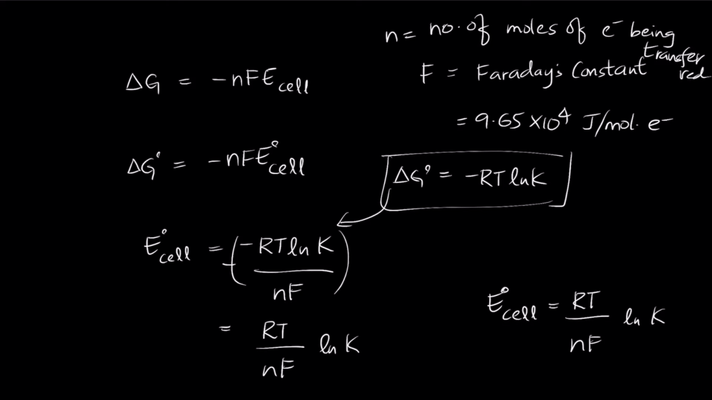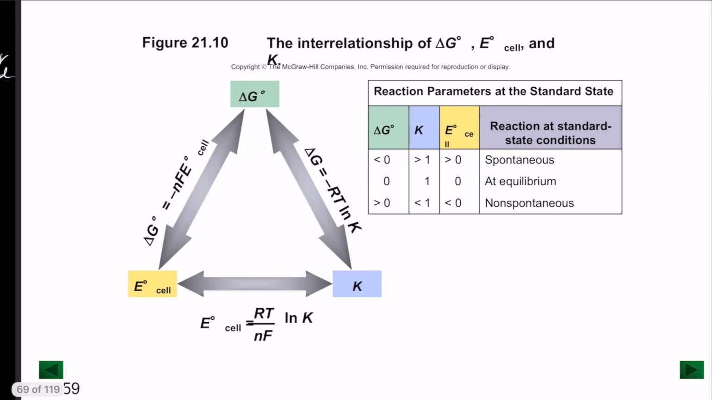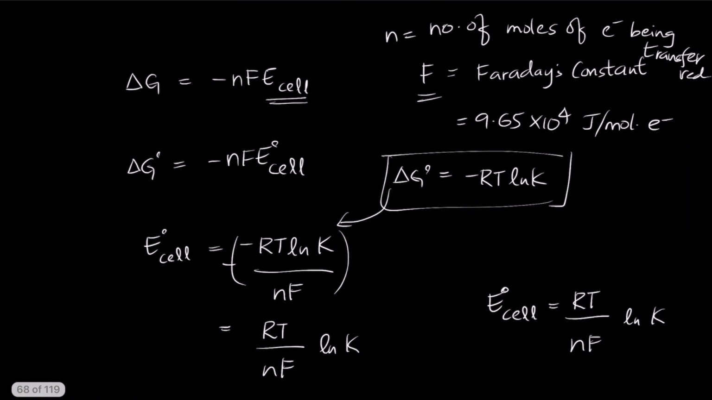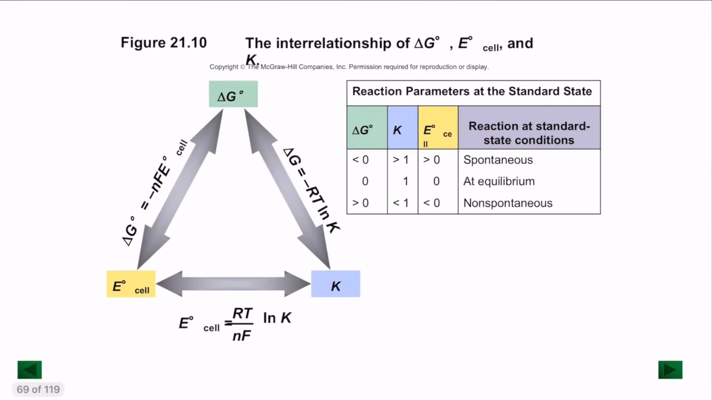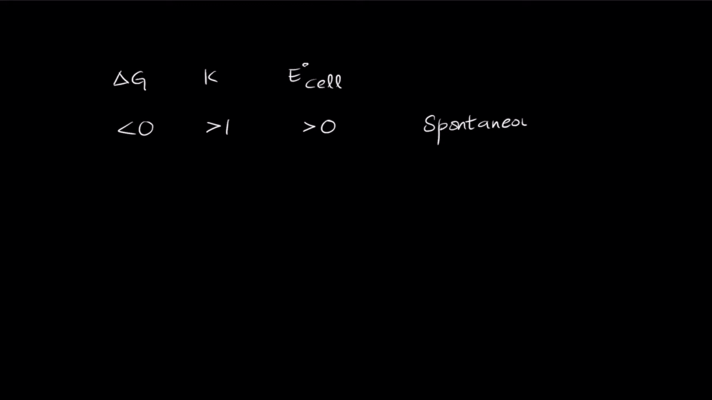So N here represents the number of moles of electrons, F represents Faraday's constant, and E represents the cell potential. Now we have all these values combined, which gives you a sense of how the reaction generally unfolds when you compare the values of delta G, K, and the cell potential. If delta G is less than 0, the K value will be greater than 1, and the cell potential is greater than 0.